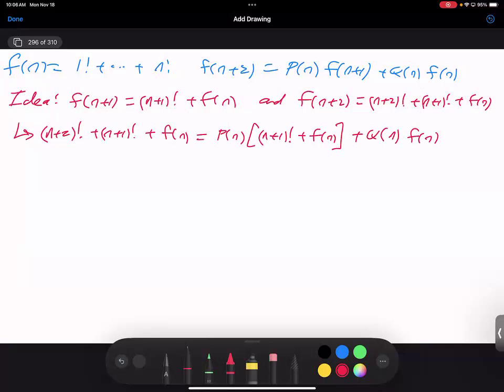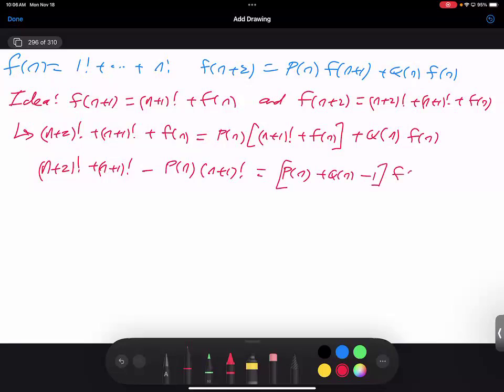So if we just put all the Fn's on one side, we would have n plus 2 factorial plus n plus 1 factorial minus Pn times n plus 1 factorial equals Pn plus Qn minus 1 times Fn. Did I make a mistake or is the algebra correct? So then the question is just, can we find polynomials P and Q such that this is true?